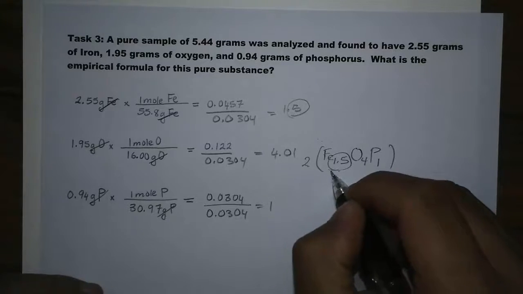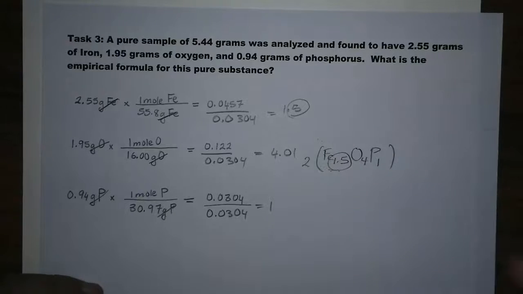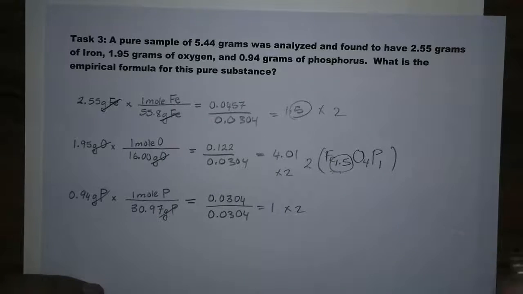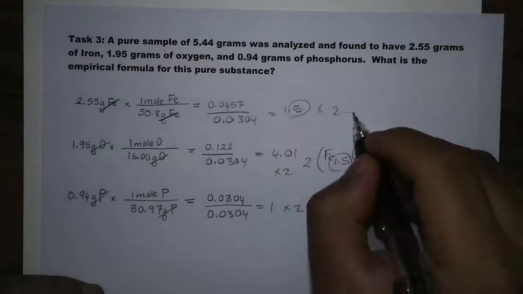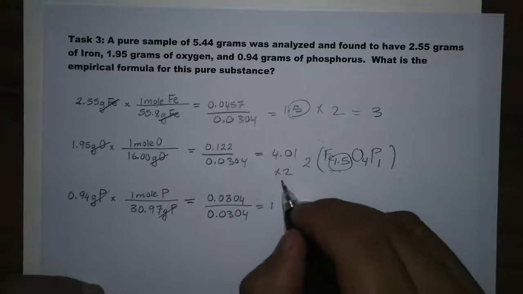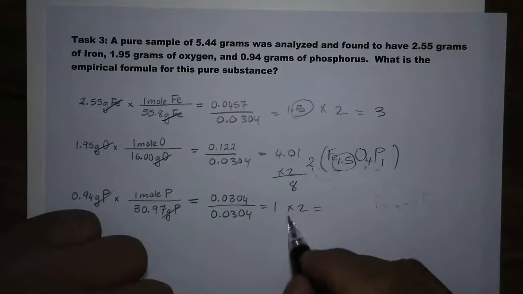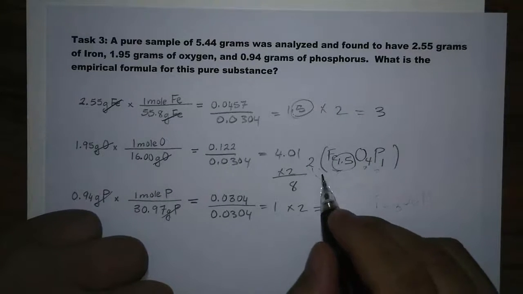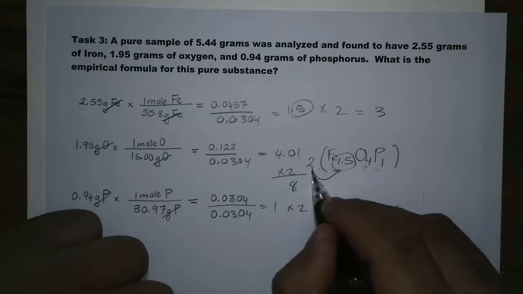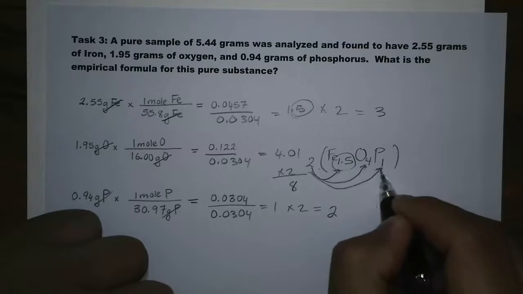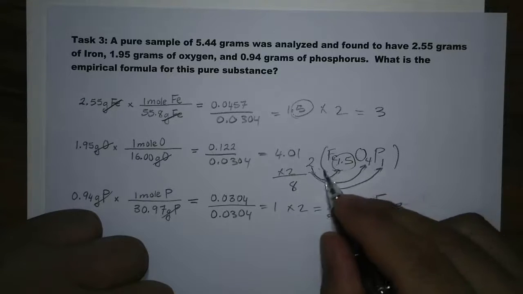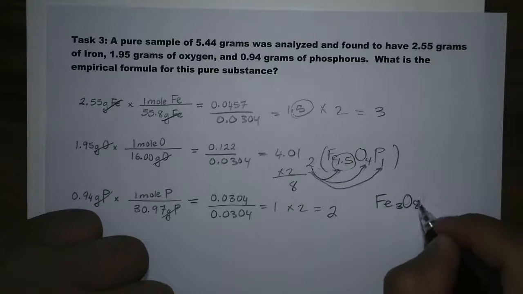Let's show this, that we have to multiply them all by 2. I'm going to do that right here, okay? Multiply them by 2, because we need to get rid of this 0.5. And that gave us 3, and for phosphorus, we want them to give us 2. And if we go back and do the same thing, we just distribute in here. And of course, for Fe, that will give us 3. For oxygen, that will give us 8. And for phosphorus, that will give us 2.